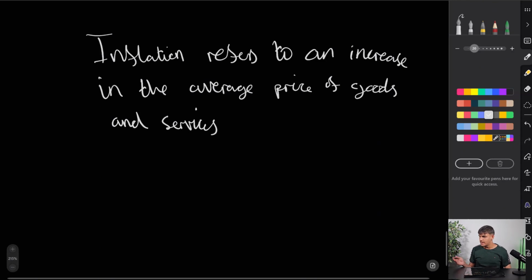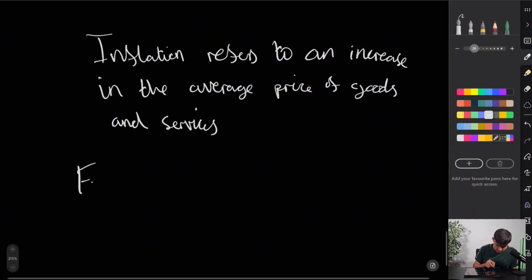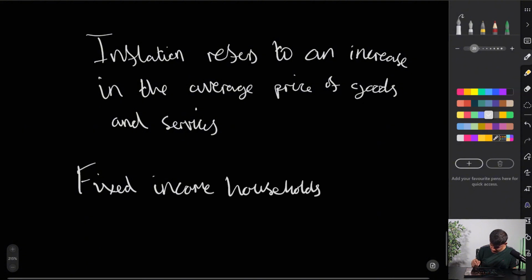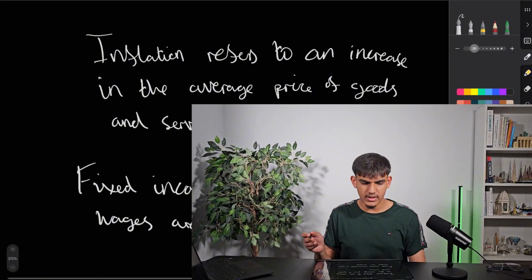Now, what effect would this have on a fixed income household? Well, a fixed income household is one where wages are constant. So as inflation goes up, wages aren't going up with it. So the effect that this would have is that there is reduced purchasing power for the fixed income household as the price of goods and services is increasing, but the wages aren't.